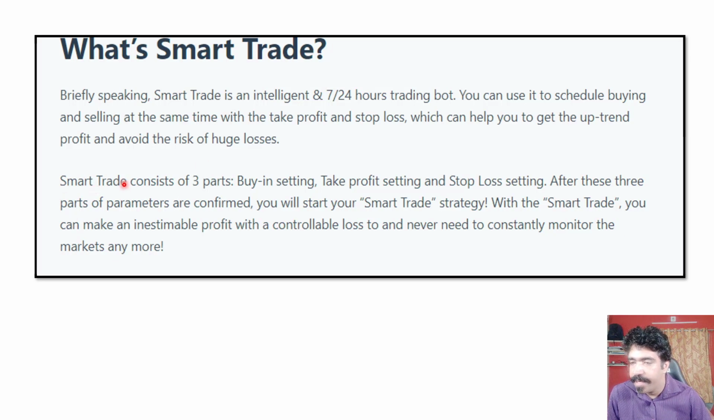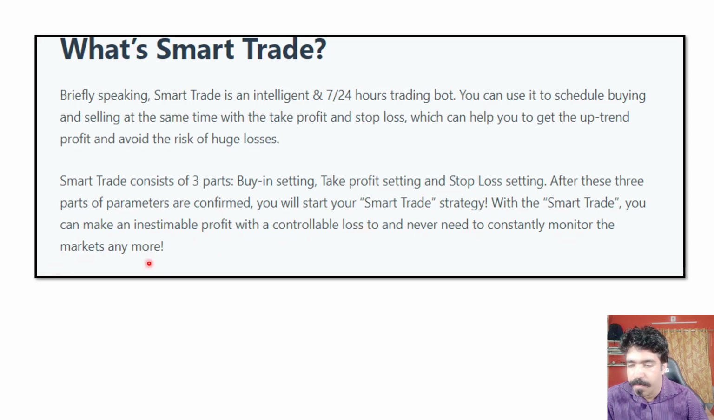Now, smart trade consists of three parts: buy-in settings, take profit settings, and stop loss settings. These are the three parameters that we need to establish when creating the smart trade bot. After these three parameters are confirmed, you will start your smart trade strategy. With smart trade, you can make an inestimable profit with a controllable loss, and never need to consistently monitor the markets anymore.